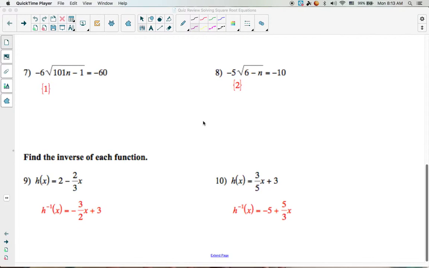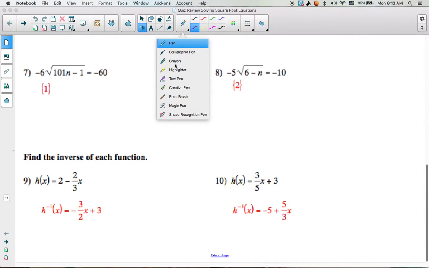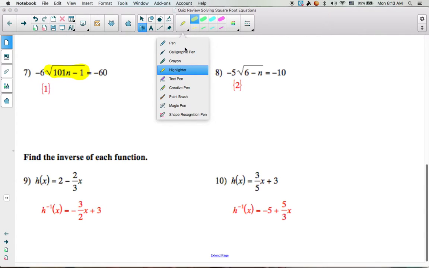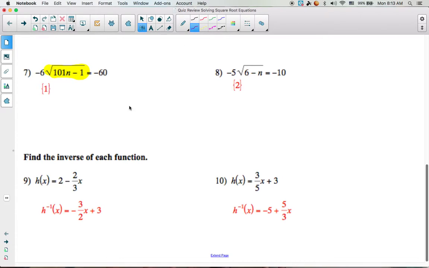Quiz review, solving square root equations, problems 7 and 8. You want to isolate the radical, that's your first step. Here is the radical. You'll notice in front there is a -6. We need to get rid of that -6. It's -6 times the radical, so the opposite of multiplying is to divide. So we're going to divide by -6 on each side.